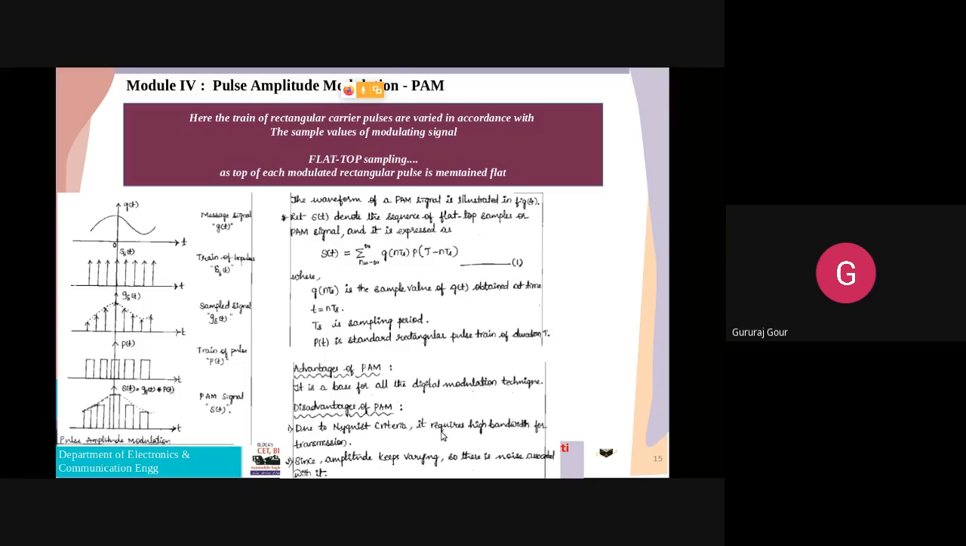Disadvantages: due to the Nyquist criteria, it requires high bandwidth for transmission. Because of the pulses we are involving here, the pulse width is also going to consume some of the bandwidth. Also, because the amplitude keeps varying randomly, and we cannot predict it, some noise will be encountered. So these are the two key issues with PAM: noise and high bandwidth. Besides that, it is the main important basis modulation technique as far as digital modulation is concerned.